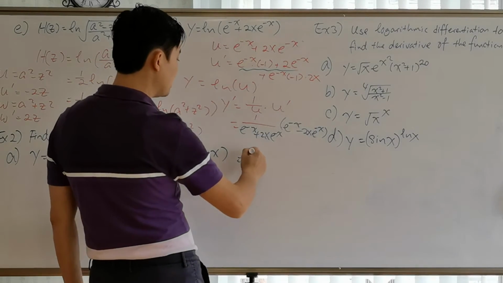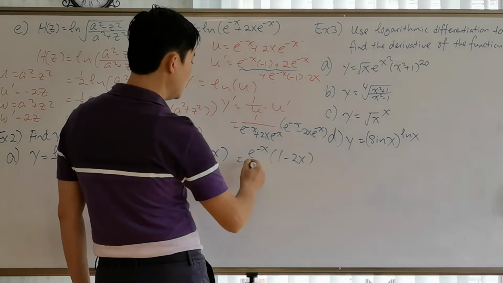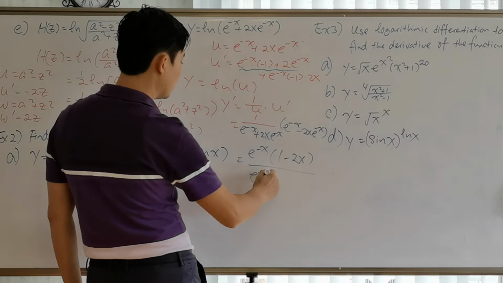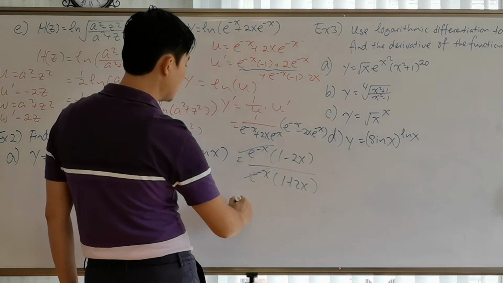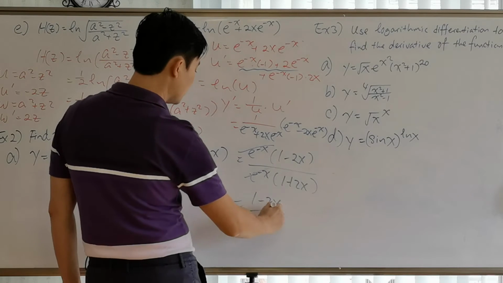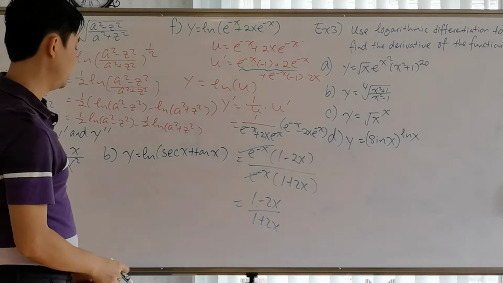So the top part, just call out negative e to the power of negative x. So we got 1 minus 2x. Denominator, take out e to the power of negative x. So we got 1 plus 2x. So eventually, we have a rational expression, which is the derivative of the original function.